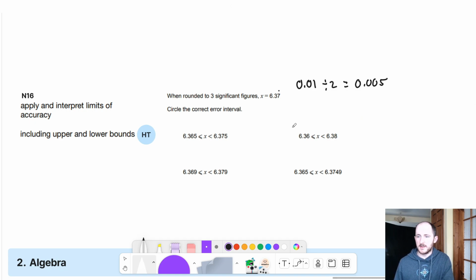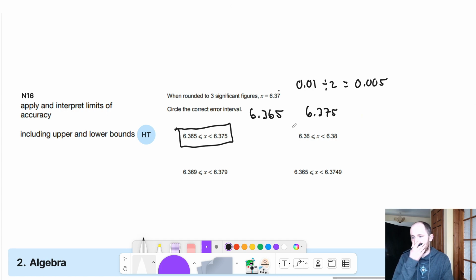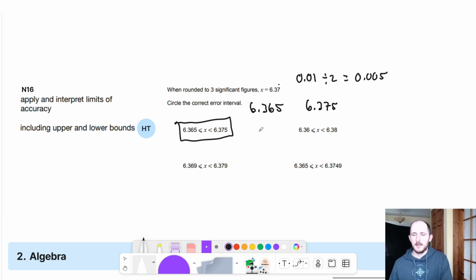So the biggest value is 6.375. That's the biggest number. And then I subtract it, which would be 6.365. And that is going to be my value, and that is the error interval here. Nice and easy. And if you notice here, it can equal 6.365, but it cannot equal 6.375, because obviously that would round up to 6.38.